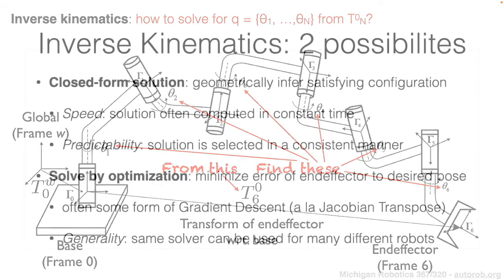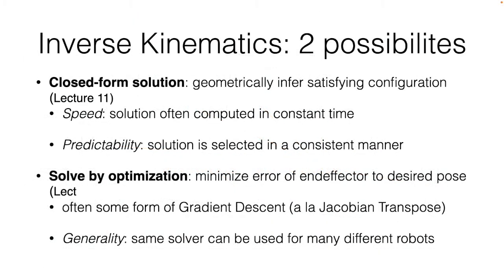And so when we think about how we could potentially implement forward kinematics, there are these two possible approaches that we could think about. The first approach, which is what we're going to be discussing today, is what can be thought of as a closed form solution, where we use knowledge of the geometric properties of our robot to directly infer some satisfying configuration for the end effector pose based on those geometric constraints.